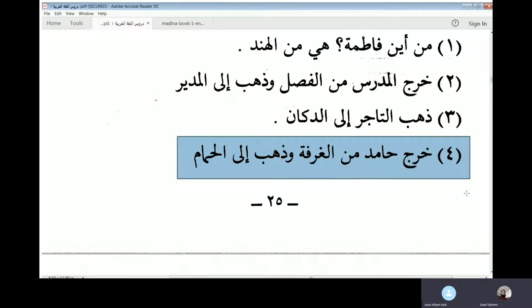خرج حامد من الغرفة وذهب إلى الحمام. خرج is went out, حامد من الغرفة from the room, وذهب and went إلى to the bathroom. So Hamid went out from the room and went to the bathroom.